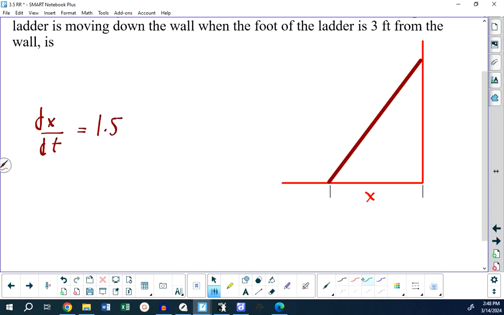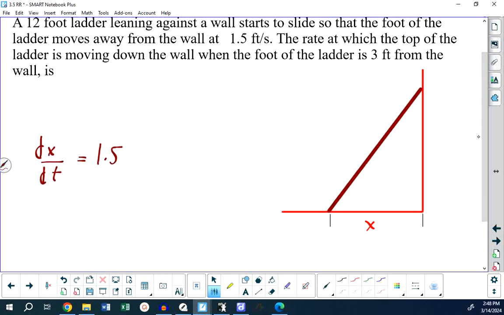Feet per second. The question is, how fast is the top of the ladder moving down? The question is, how fast is this point moving down towards the floor at a particular point in time? Well, that means that this distance is changing. And if we know the rate at which that distance is changing, we know the rate at which that green dot is moving. So we need to call that something, and I'm going to call it y. So dy/dt is what we are after.